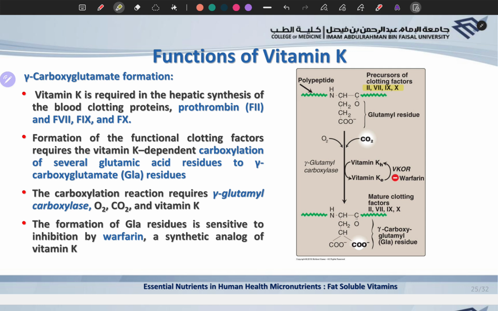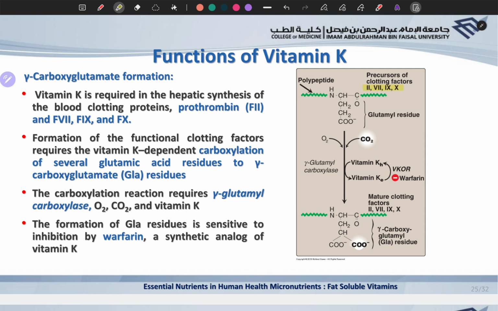This carboxylation is essential for the clotting factors to become functional. This carboxylation requires the enzyme gamma glutamyl carboxylase and vitamin K. Naturally, if there is a deficiency of vitamin K, what will happen? The clotting factors will not be formed, so there will be impaired clotting. Is it clear?